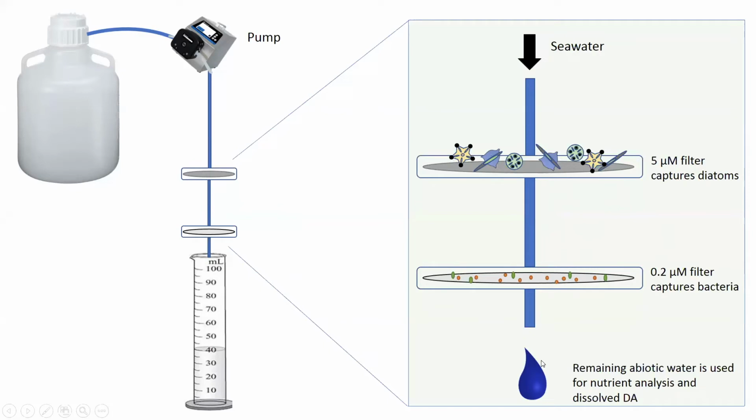So from this one filter, we get many samples from which to analyze. So we can analyze the PN species molecularly. We can identify and analyze the bacterial species genetically. And then we can measure the different nutrients that are in the water.